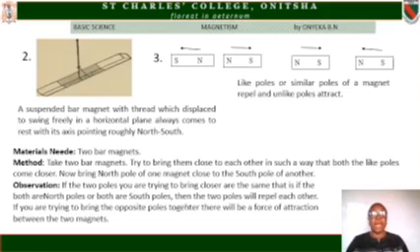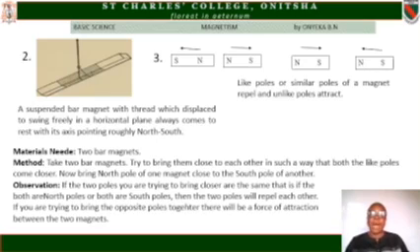Then we move over to the third law, which states that like poles or similar poles of a magnet repel and unlike poles attract. You see it in the diagram: north-south, one bar magnet, north-south, another. You find that the two north ends are the same, so they will not attract. But in the other diagram, where we have north-south and south-north, the south pole and north pole are different. They are facing each other, and as such, they will attract.